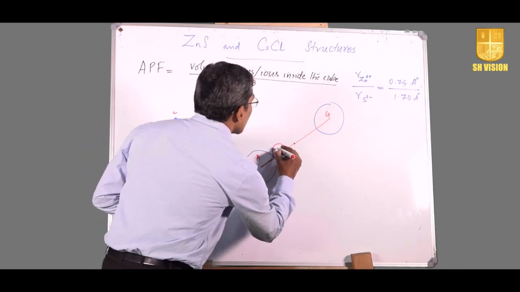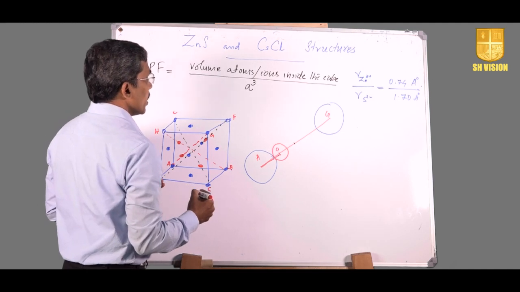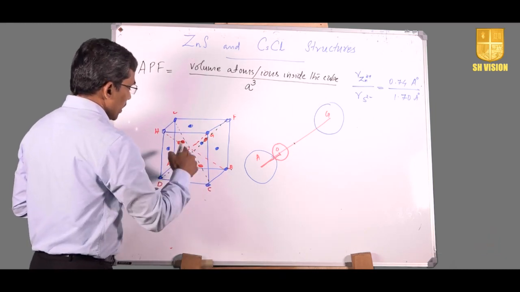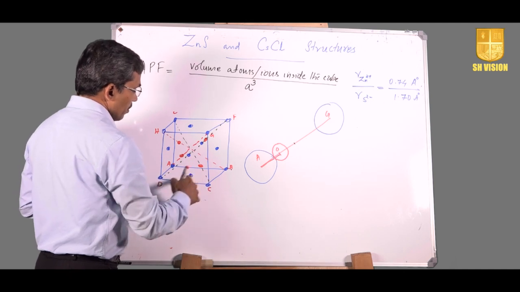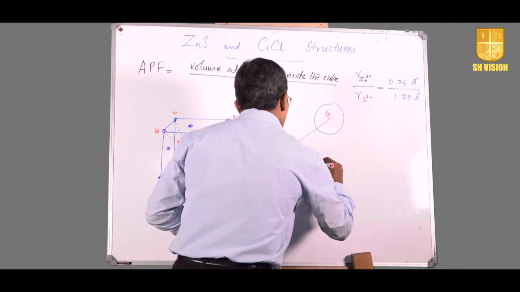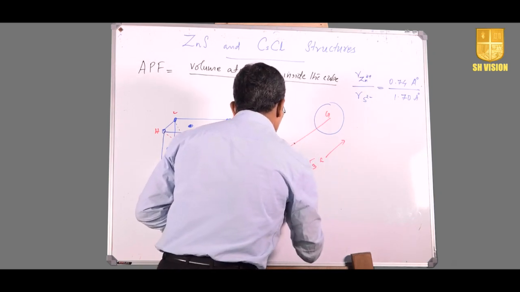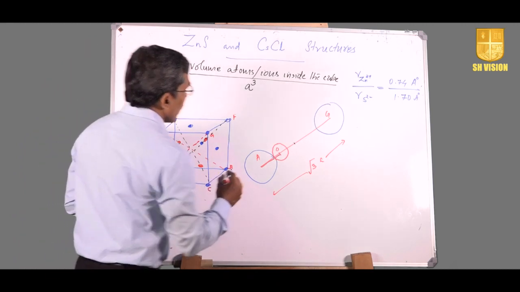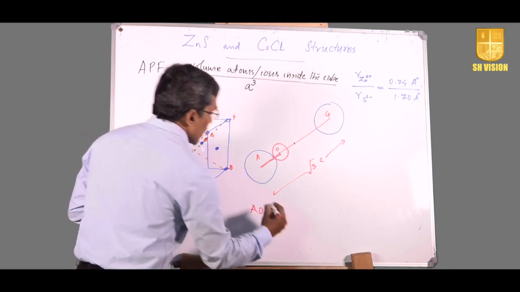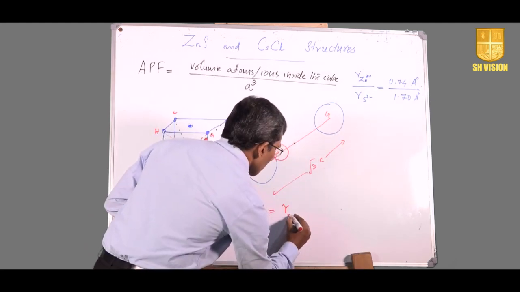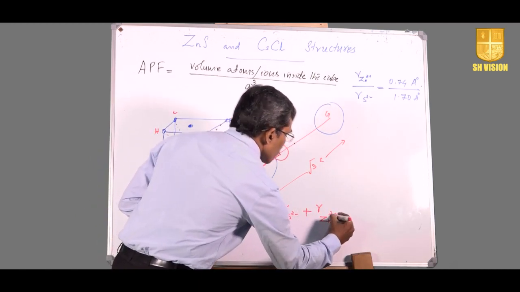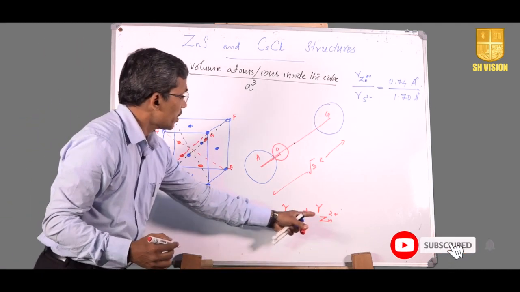So if I mark this point as say O, then this is the body diagonal, this side is A. Therefore, if one side of the cube is A, the face diagonal will be root 2A and the body diagonal will be root 3A. Therefore, this total distance is root 3A. And this AO is equal to the radius of sulfide ion plus the radius of zinc ion.